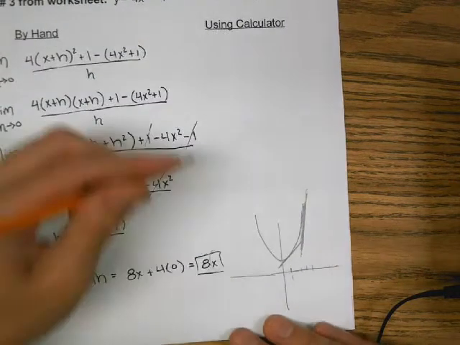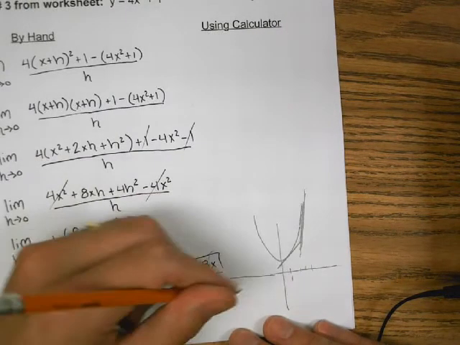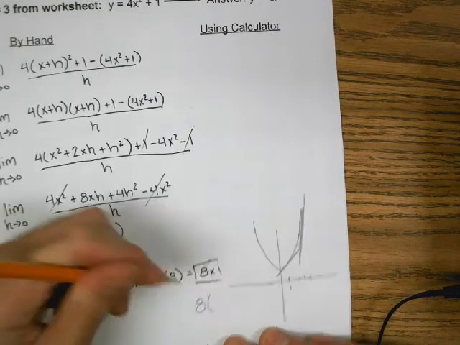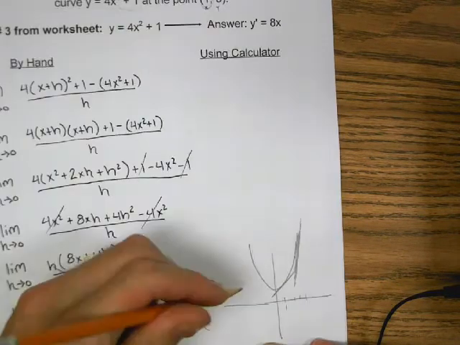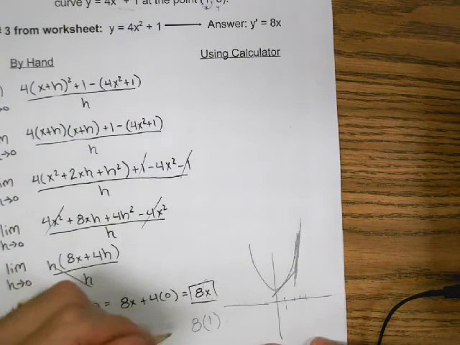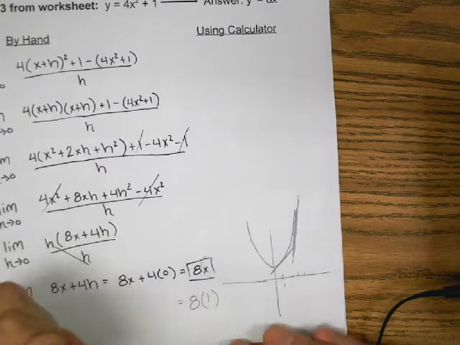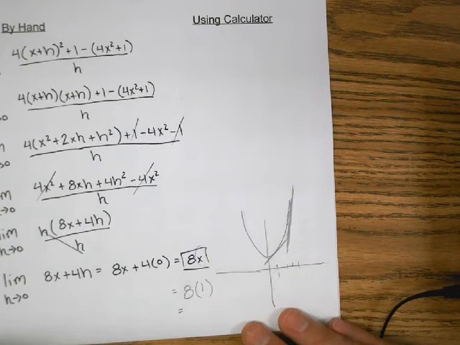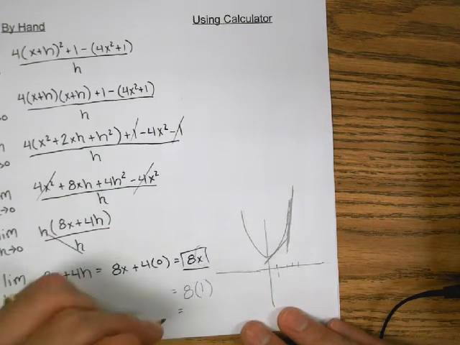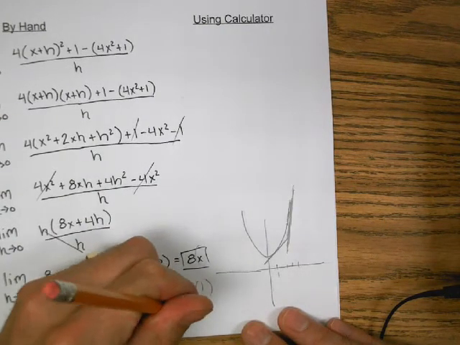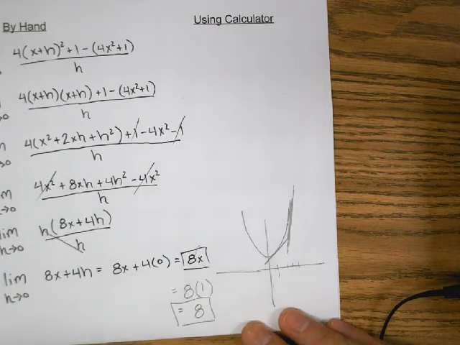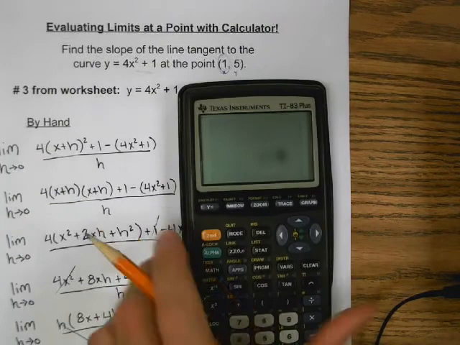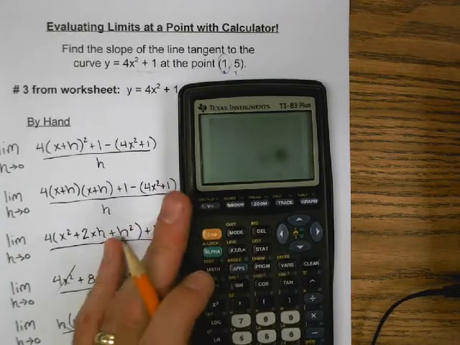Okay, so let's try it by hand. My equation for the derivative is 8x. So if I'm evaluating where x is 1, I'm going to plug in 1 for x. Then the slope of the line at that point, the slope of the tangent line, I should say, is going to be 8. Again, you can do all this by hand, but quick, let's do a shortcut with a calculator.